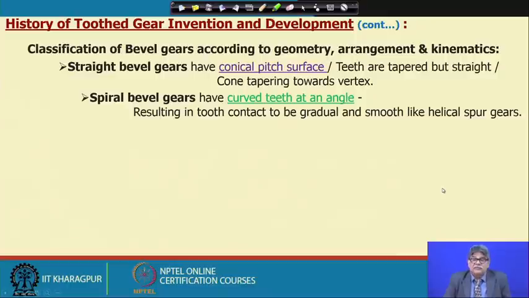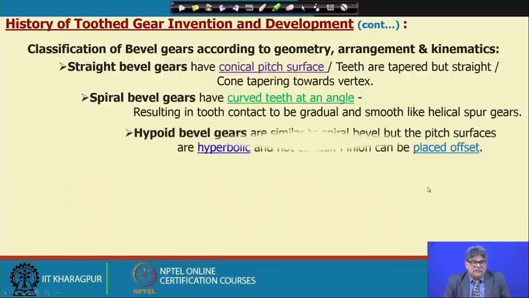Spiral bevel gears have curved teeth at an angle, resulting in tooth contact that is gradual and smooth, like a helical spur gear. Hypoid bevel gears are similar to spiral bevel gears, but the pitch surfaces are hyperbolic and not conical. The pinion can be placed offset, and hypoid bevel gears have the highest tooth carrying capacity for the same size in comparison to spiral bevel gears and straight bevel gears.